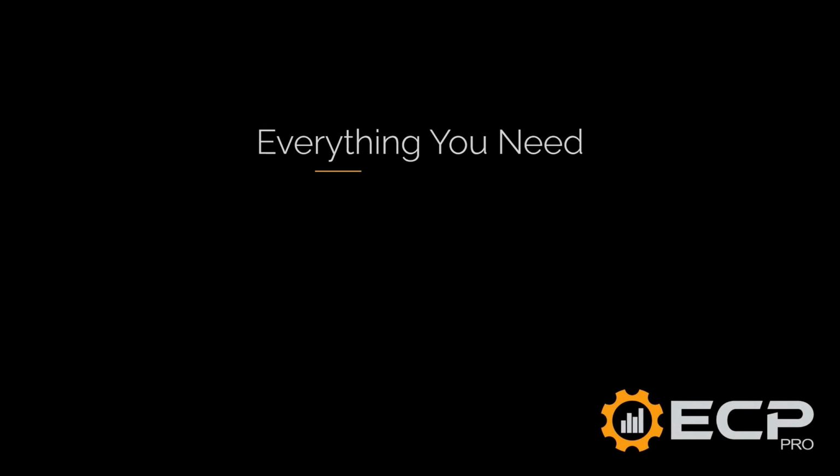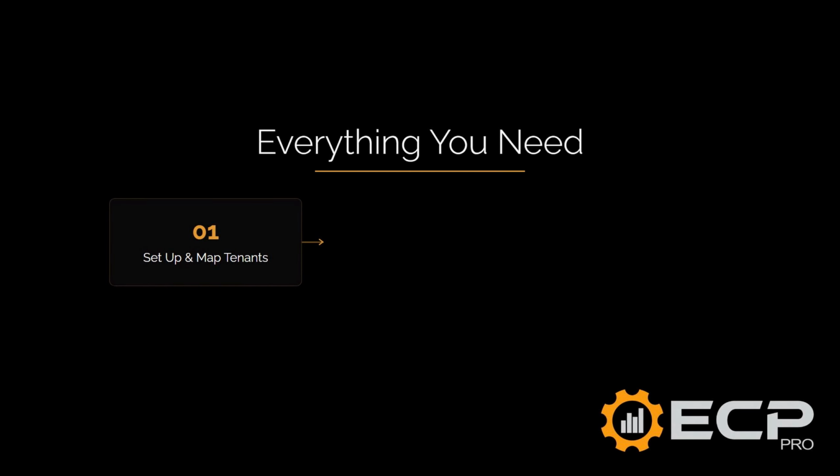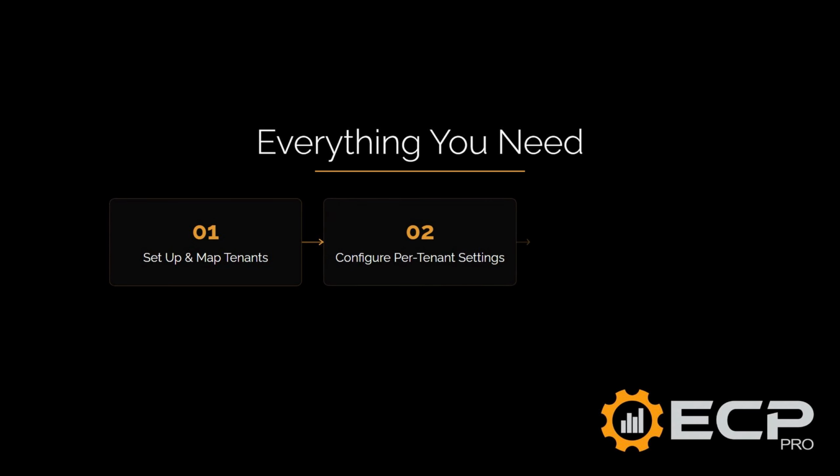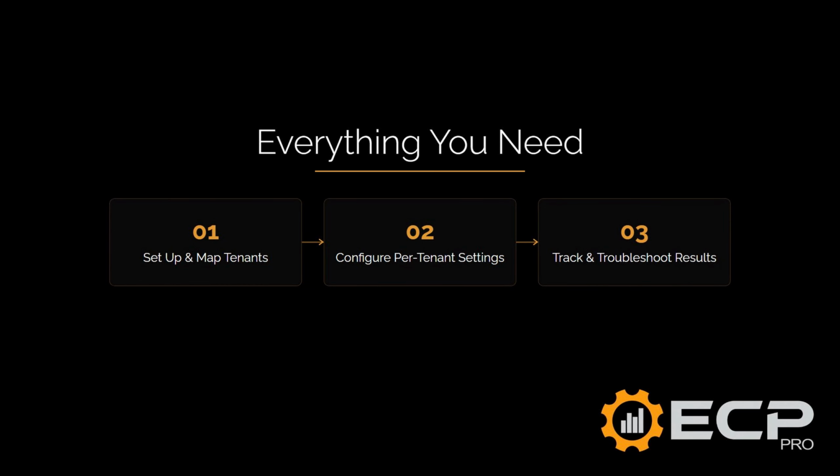That's everything you need to get started with Contact Sync in EcpPro. First, you set up the add-on and mapped your tenants, enabling bulk configuration and letting auto-mapping do the heavy lifting. Then, you configured individual tenants with license filters, field mapping, and sync permissions, giving you full control over what syncs and how. Finally, tracking and troubleshooting. Monitor sync results, filter errors, and resolve issues to keep everything running smoothly.